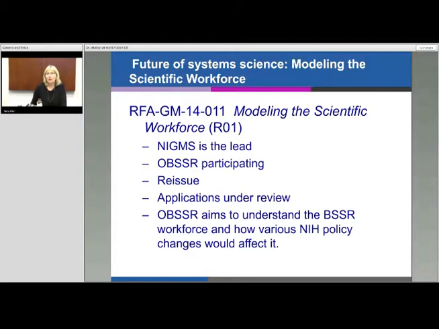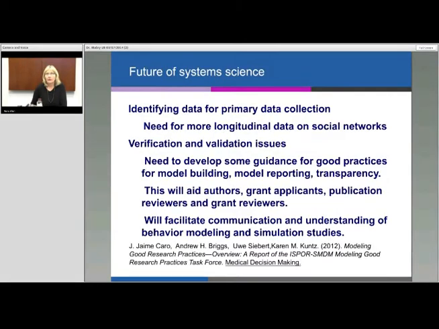We also have an interest in modeling the scientific workforce. There is an RFA out, and the applications are under review. So more needs to be done in system science. We need to do more on verification and validation. We need to do more in terms of getting data to feed our models, including longitudinal data on social networks.